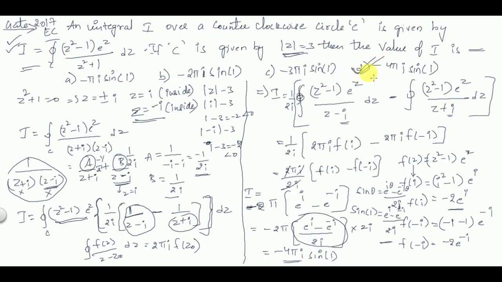So this is how we can solve any problem using the simple concept of Cauchy's integral formula. You just have to check first whether singularities are inside or outside the contour and just apply the formula. You'll get the answer.